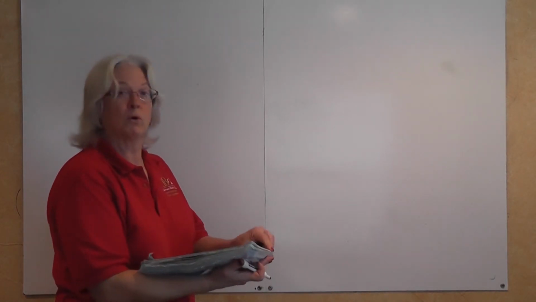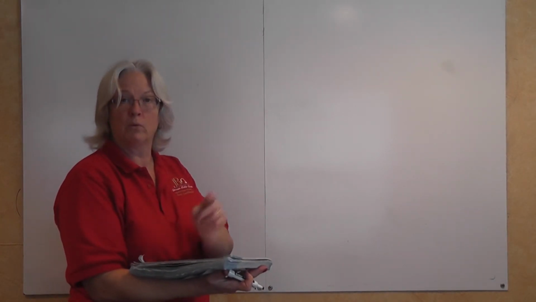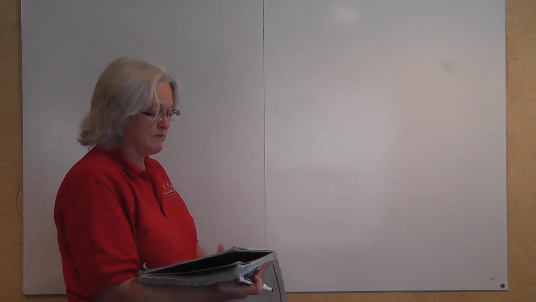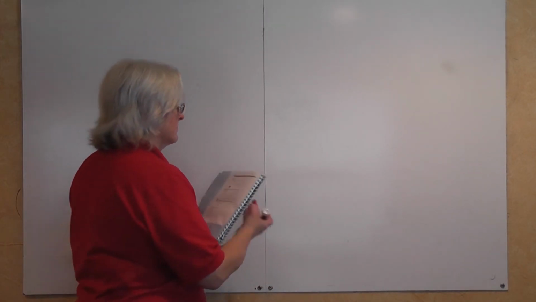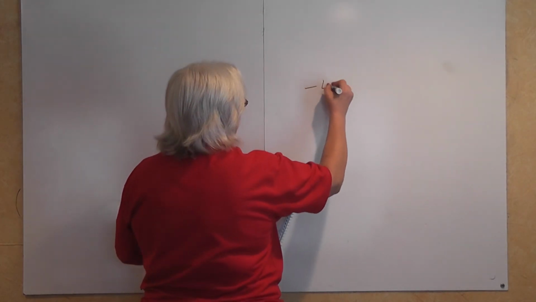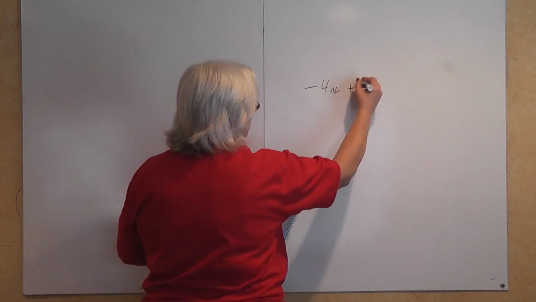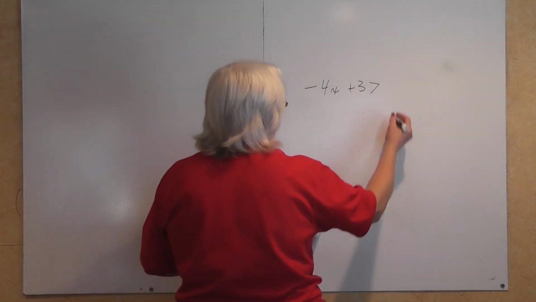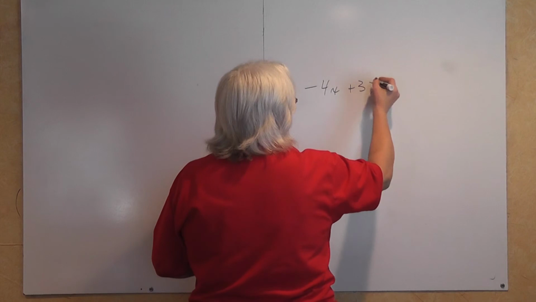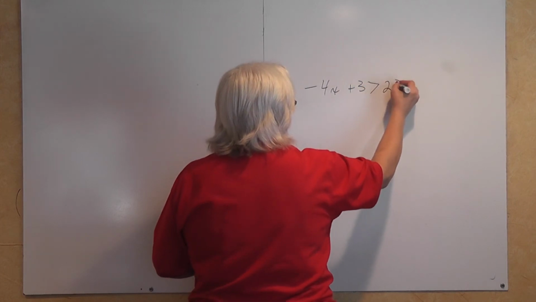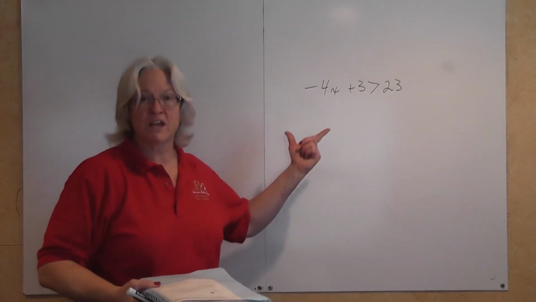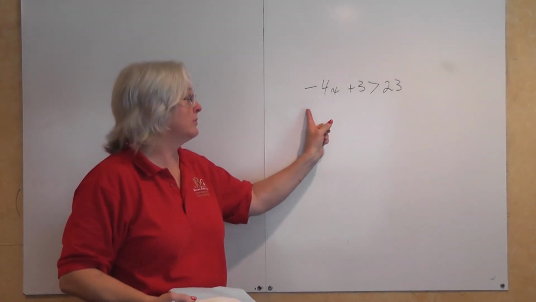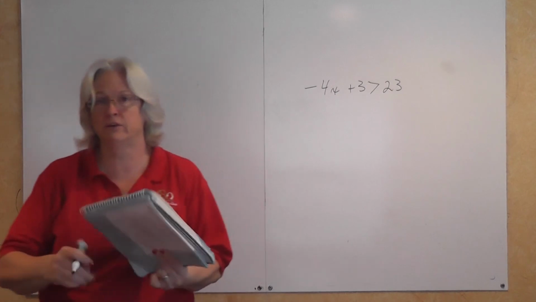Let me do one more for you, and this one will be one where the direction of the inequality symbol does reverse. Negative 4x plus 3 greater than 23. What's happened to the variable? First it's been multiplied by a negative 4, and then 3 has been added to it.